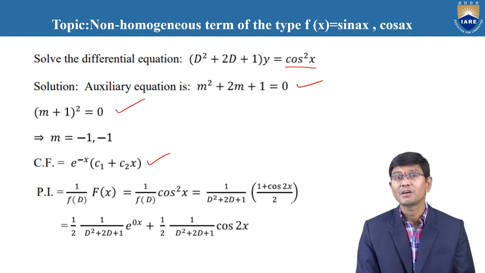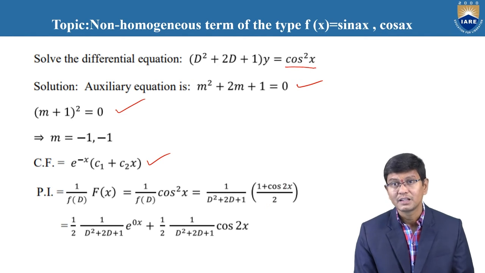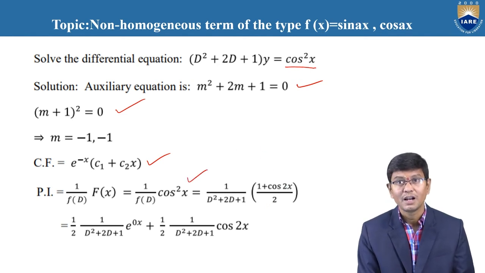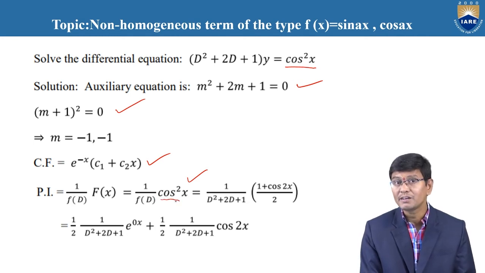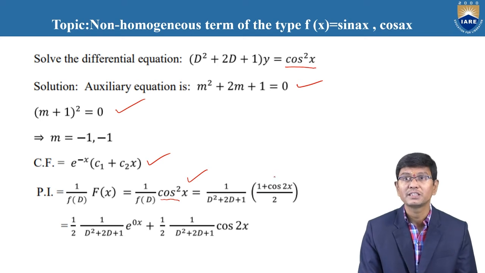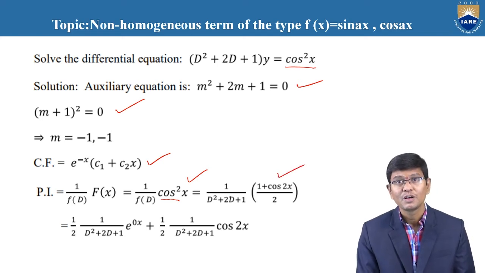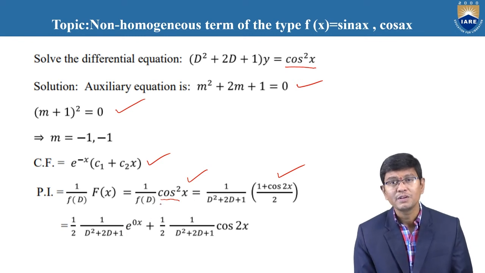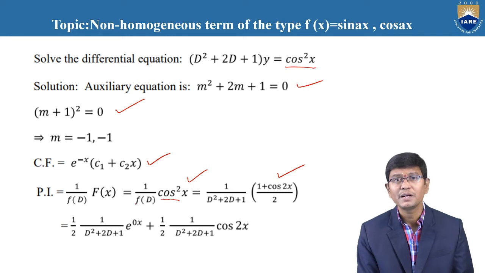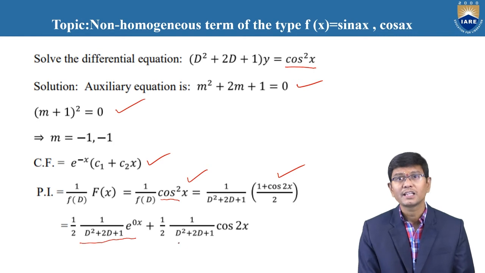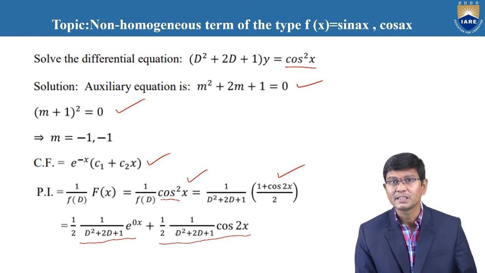Therefore, the particular integration is 1 by f of D into Q of x, that is 1 by f of D into cos square x. Now, it is not cos ax. Therefore, we need to convert it into standard form, with the help of (1 plus cos 2x) by 2 as the value. Therefore, 1 by 2 into (1 plus cos 2x). Now we need to divide individually the two parts. That is 1 by 2 into, one part is 1 by (D square plus 2D plus 1) into e power 0x. Another part is 1 by 2 into 1 by (D square plus 2D plus 1) into cos 2x.